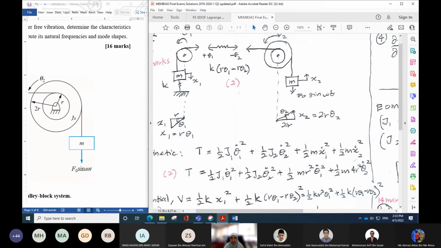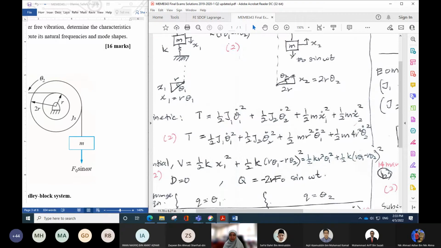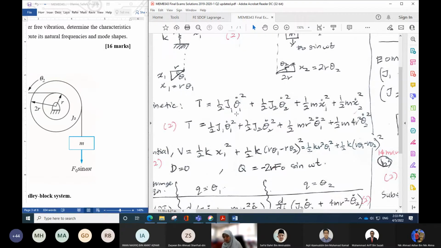So x2 is equal to 2r theta 2. X1 is r theta 1. Any questions so far? Are you all right? Are you guys okay?